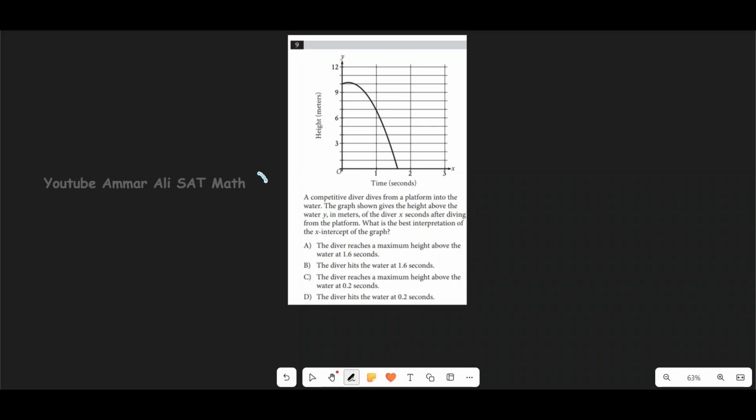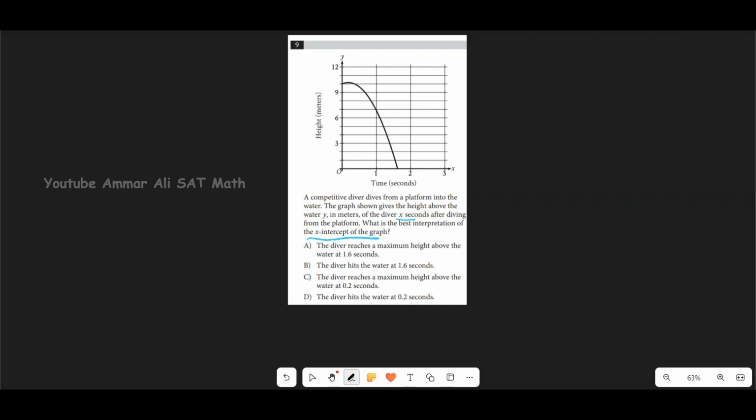This is a question from the official 2024 Test Bundle 5 Math Module 2, linked in the description below. A competitive diver dives from a platform into the water. The graph shown gives the height above the water, y, in meters, of the diver x seconds after diving from the platform. What is the best interpretation of the x-intercept of the graph?